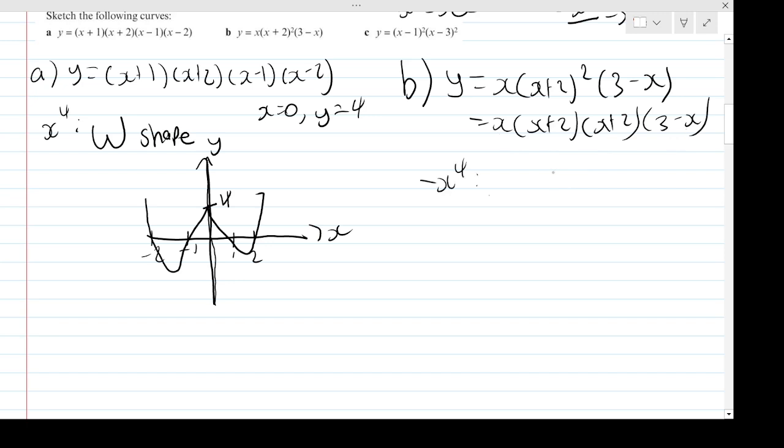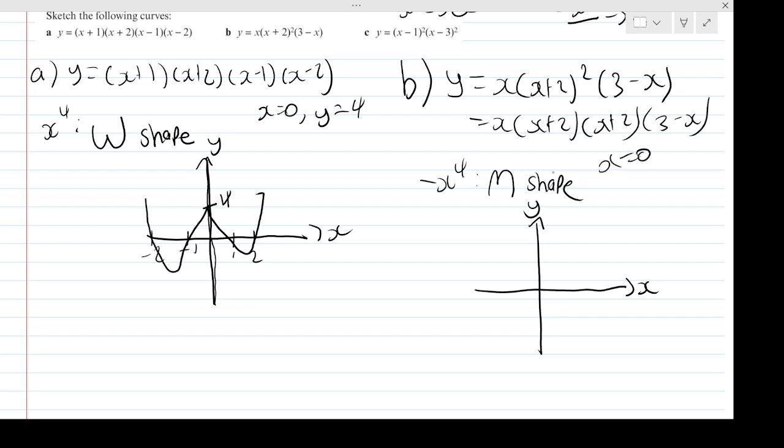So it's going to have this sort of shape. Okay. So it's going to go down. Okay. So deduce the shape. So let's draw our axis. So we have x and y. Okay. Then we'll find the y-intercept first. So that's when x is 0.